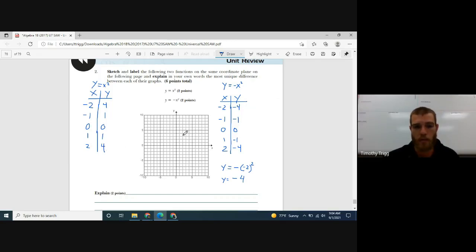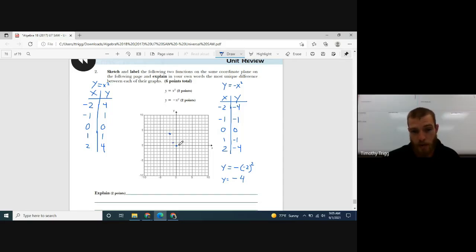Let's go ahead and graph both of them. So first, let's graph y equals x squared. We have 0, comma 0 as 1 point. And we have -1, comma 1, -2, comma 4, and then 1, 2, 3, 4.